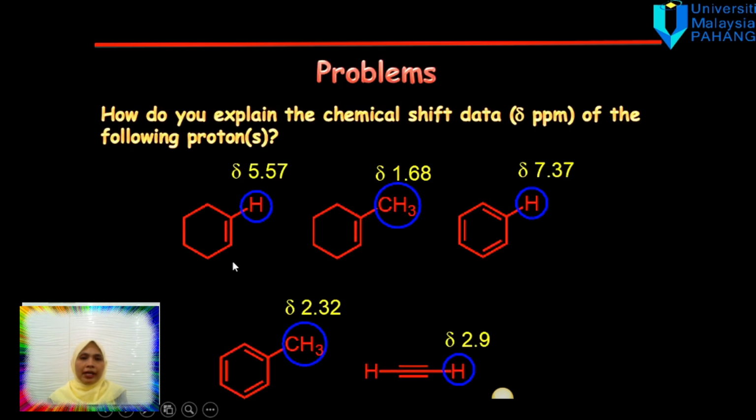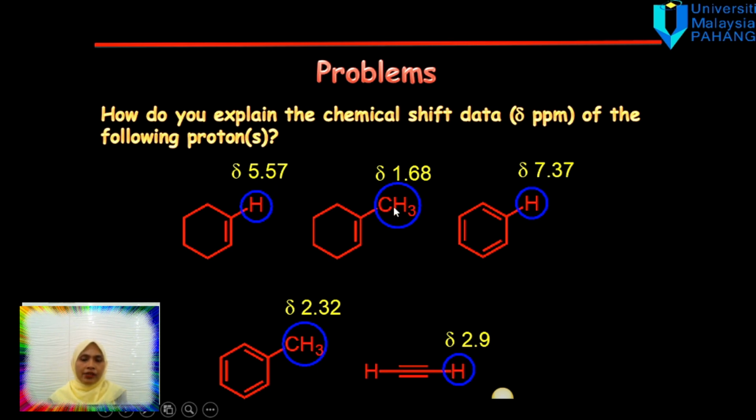To simplify how the chemical shift differs when a different functional group is attached to the C double bond C, it can be explained by this example. Now we can see this cyclohexene, the H is directly attached to C double bond C, that's why the chemical shift is further downfield.